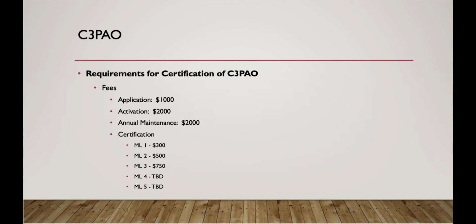There are some various fees. As you can see here on this slide, basically applications are $1,000, activations $2,000, and your annual maintenance is about $2,000. It's a lot of money if you're just thinking about it and you're not going to do it. But if you have an organization that's going to be offering up assessors, it could very easily pay for all that. That's not a big deal.